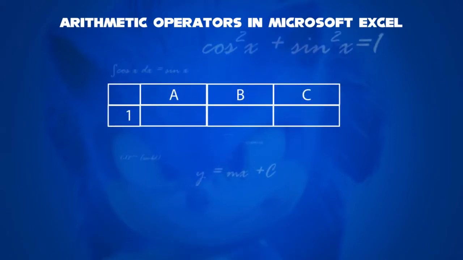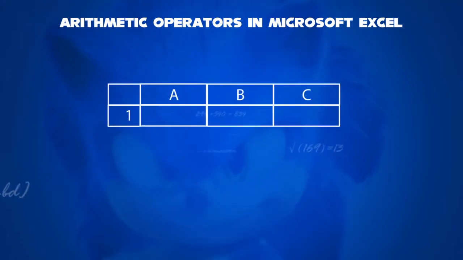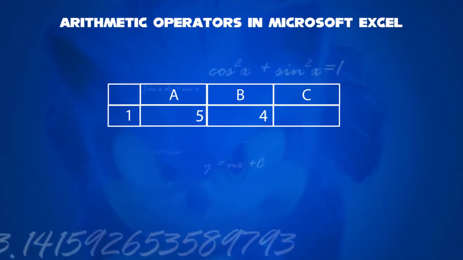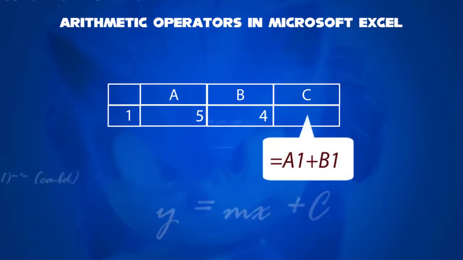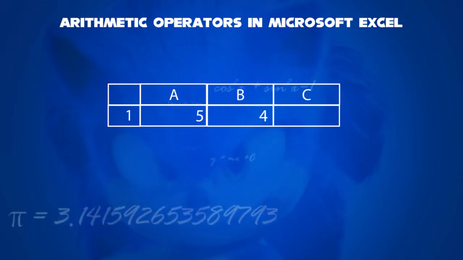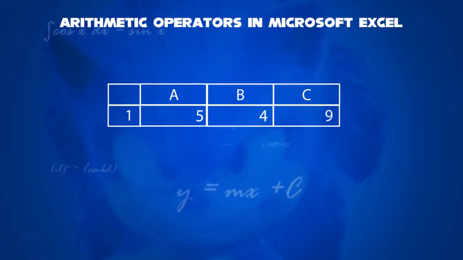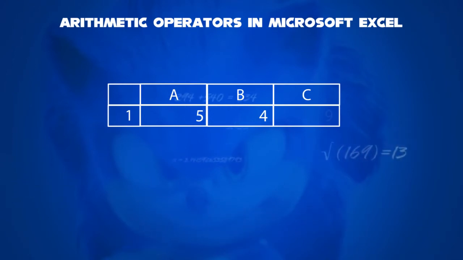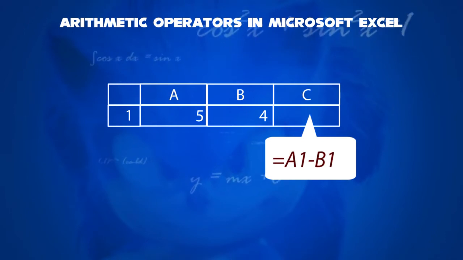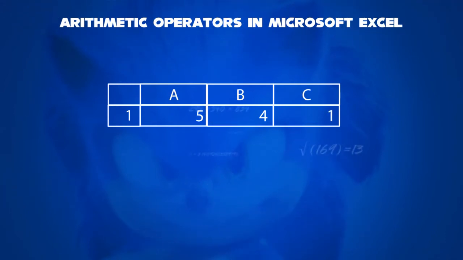First, the plus sign adds up numbers. Let's make a new example. Type 5 in cell A1 and type 4 in cell B1. Making an output in cell C1 using addition, that is A1 plus B1, or 5 plus 4 equals 9. Secondly, the minus sign is used for subtraction, that is A1 minus B1, or 5 minus 4 equals 1.